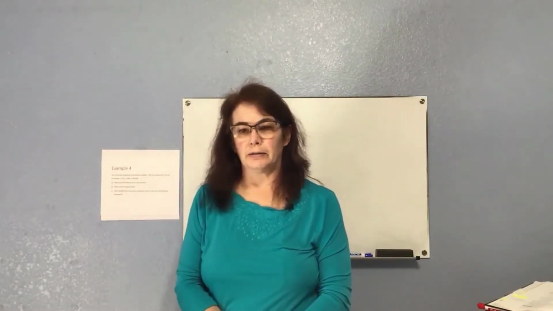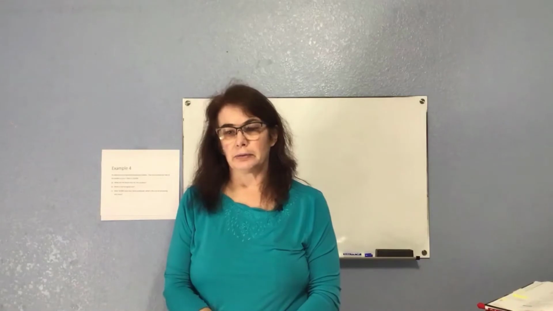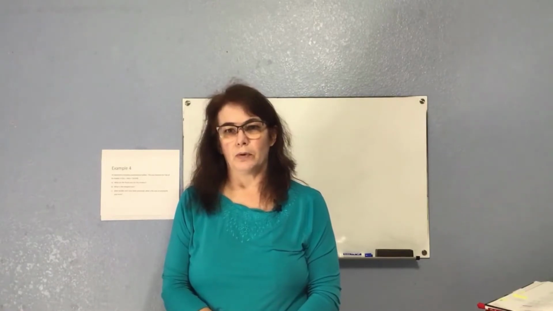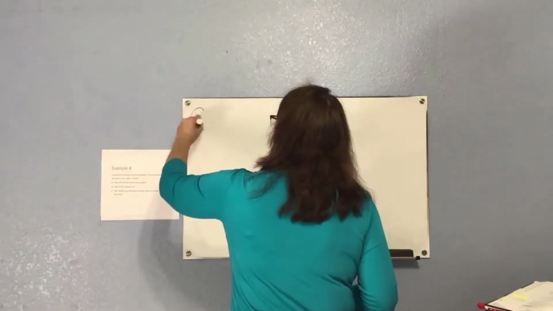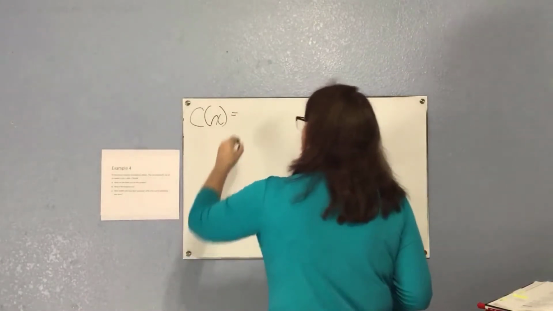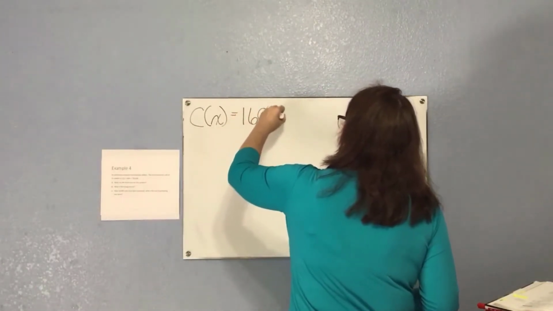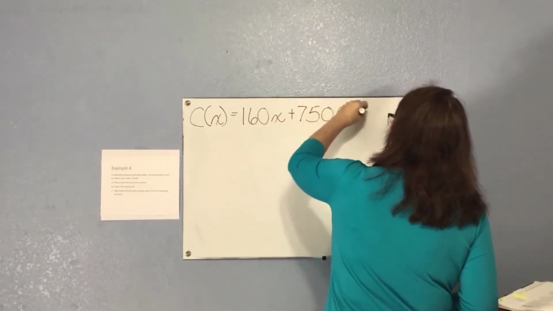Another number that we like to know in business is the marginal cost. The marginal cost can be described as the cost to produce one more item. We've seen that the cost overall per item goes down as we produce more and more. But now we want to find out what's the cost to just produce one more. So we're going to start with this. We have a cost function for producing an electronic tablet, 160x plus $750,000.